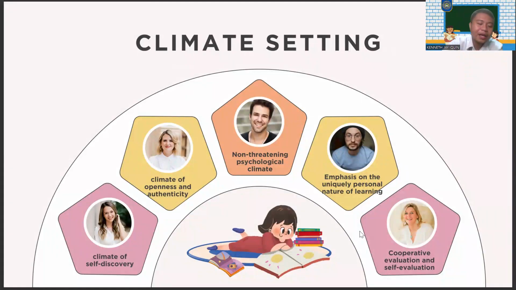Next is the emphasis on cooperative evaluation and self-evaluation. When people can see themselves as they really are, and with the help of their peers, learners understand and solve their problems in a helping relationship. Next is a climate of supportiveness. People learn better when they feel supported rather than judged or threatened.